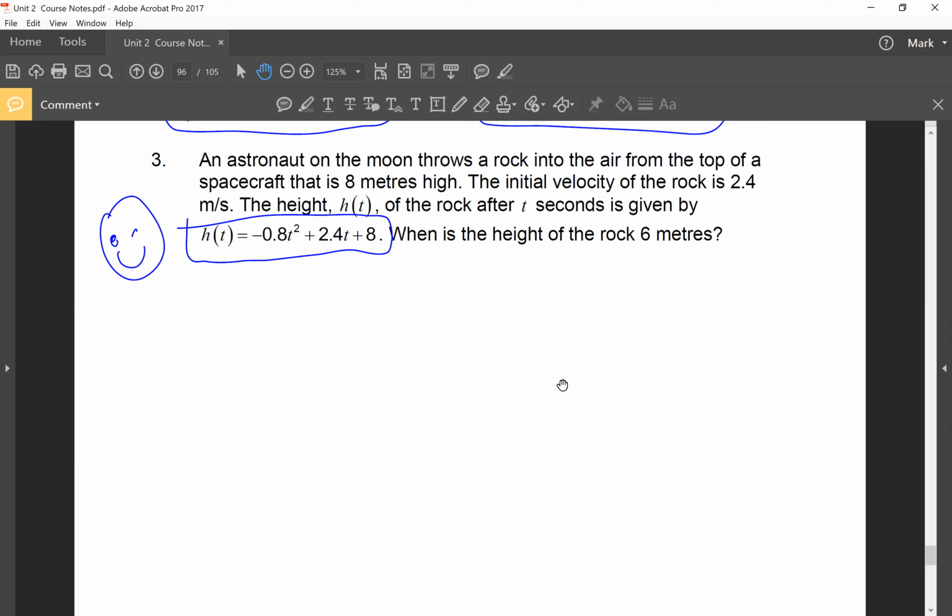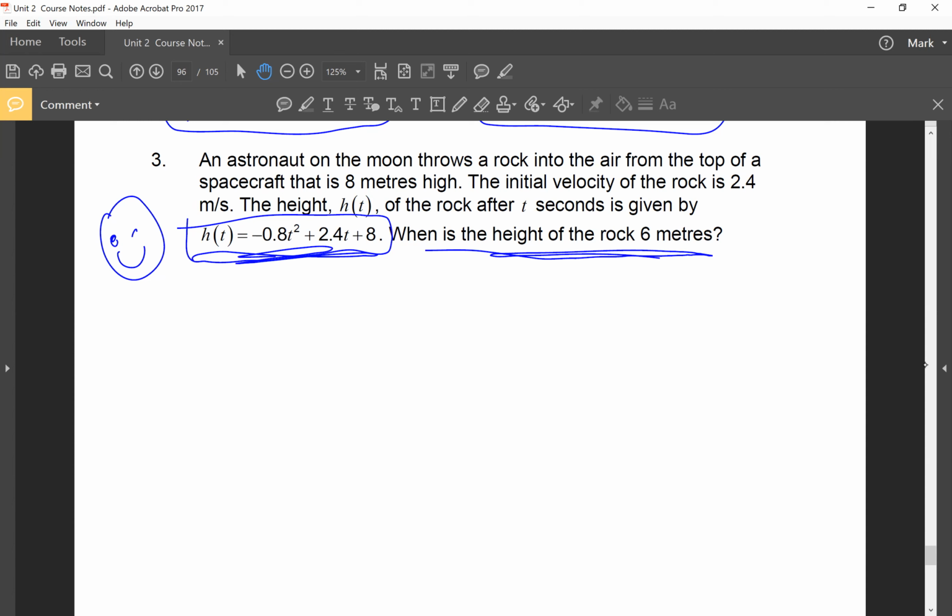Okay, so let's look at number 3. An astronaut on the moon throws a rock in the air from the top of a spacecraft that is 8 meters high. The initial velocity of the rock is 2.4 meters. The height of the rock after t seconds is this formula here. When is the height of the rock 6 meters?